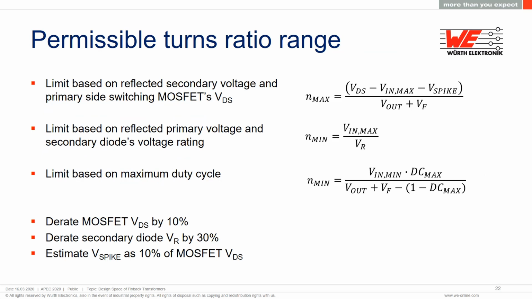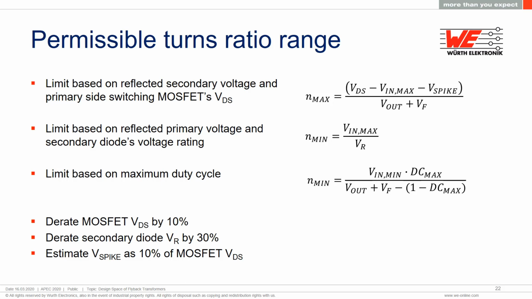As discussed, there's a limitation to the turns ratio range. The maximum input voltage, the reflected secondary voltage, and the primary side switching MOSFET's VDS, we talked about earlier, are all going to limit how high the turns ratio can be. It's also going to be limited by the reflected primary voltage and the secondary side's diode rating. If these are all fixed, it's a limitation. If they're free to be chosen, we'll have more space. We're also limited by the maximum duty cycle that we can support either by our control system or by our topology, and the minimum input voltage.